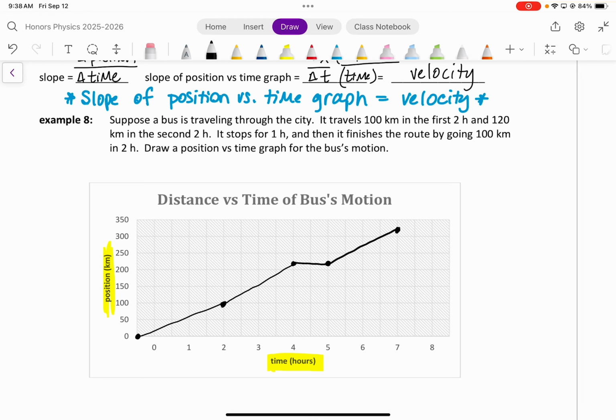So let's look at this graph here. All right. First of all, what do we notice about the words of our problem and the direction that the bus is traveling? What do we notice, or what can we assume? It's moving in a positive fashion. We're going to say that the bus is moving in the positive direction the whole time. All right?